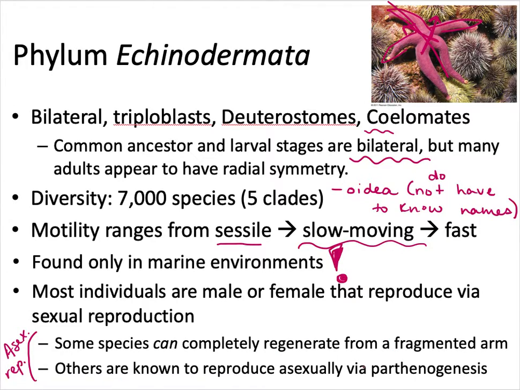There are also some species that can, like the rotifers, reproduce asexually by parthenogenesis. So this is when a female reproduces and gives birth to another female from an unfertilized egg. All right, so these are 2 different forms of asexual reproduction found in some species of echinoderms.